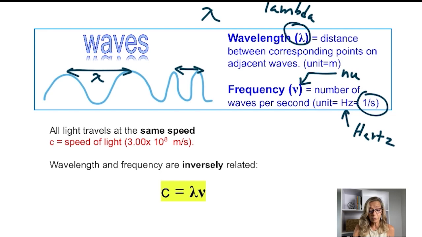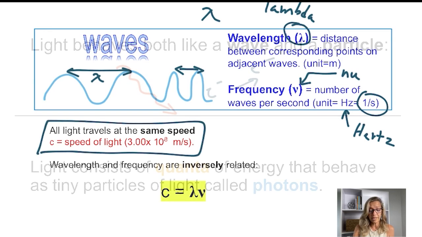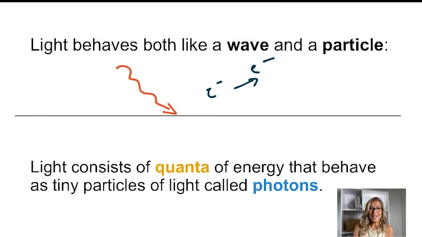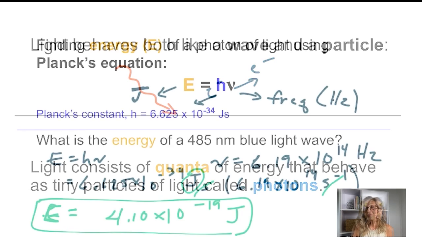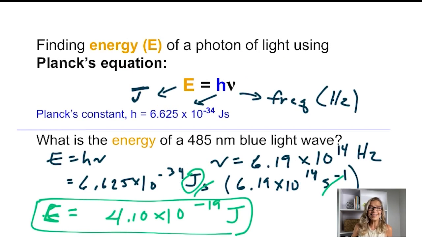Light waves all travel at the same speed, and there it is. And this is how we think that light is acting like a particle. A photon is a tiny little package of energy, a particle of light.